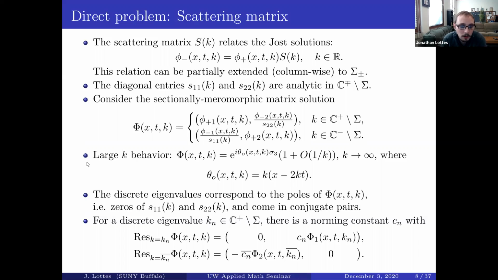Okay, so I mentioned the discrete spectrum. The discrete eigenvalues correspond to the poles of phi. And so those are the zeros of S11 and S22. And they come in conjugate pairs. There's a symmetry between S11 and S22. And so if we have a discrete eigenvalue, I'll label it by the one in the upper half plane, k_n, then there is some norming constant C_n that gives relationships between the residues of phi and the columns of phi.